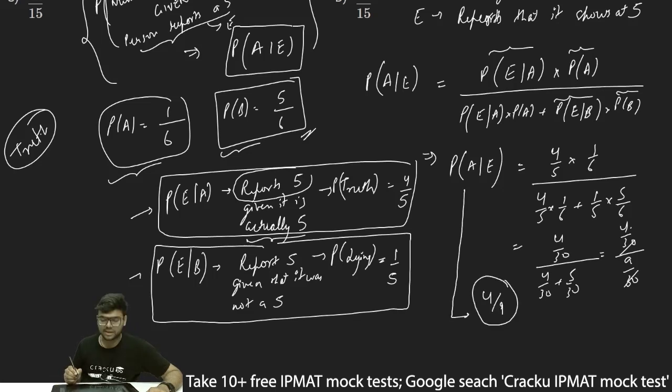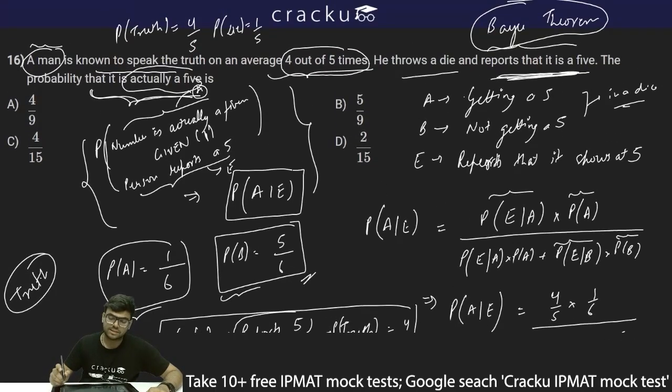The probability of A given that E has already happened is 4 upon 9, and thus I can say the probability that the number is actually a 5 given that the person is reporting the number as 5 is 4 by 9, and therefore option A, 4 by 9, is the correct answer.